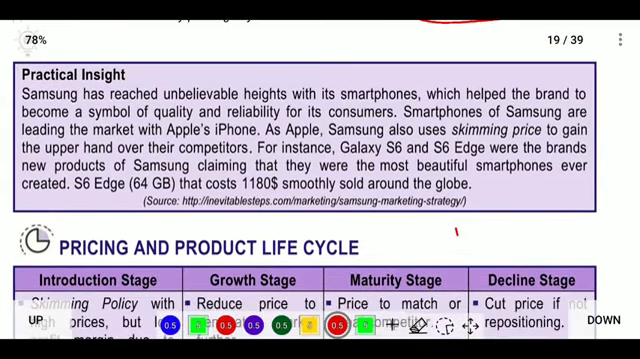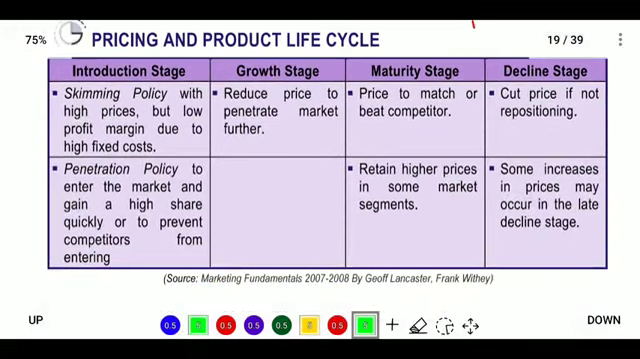Next, Samsung has reached unbelievable heights with its smartphones, which helped the brand become a symbol of quality and reliability for its consumers. Now Samsung smartphones are leading the market along with Apple iPhone. Like Apple, Samsung also uses skimming pricing to gain the upper hand over competitors. For instance, the Galaxy S6 Edge were new products of Samsung, claiming that they are the most beautiful smartphones ever created.